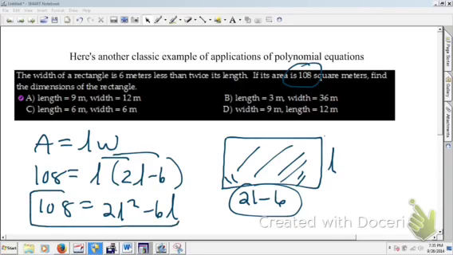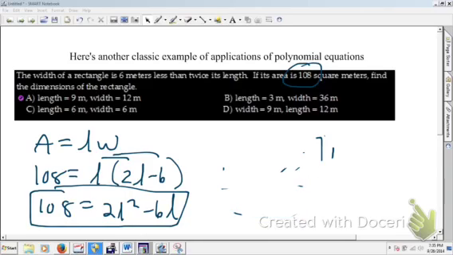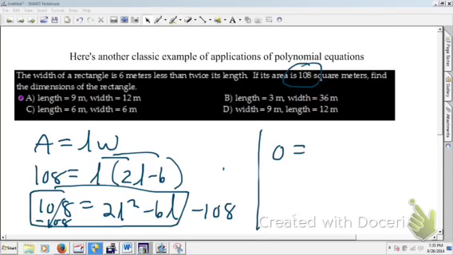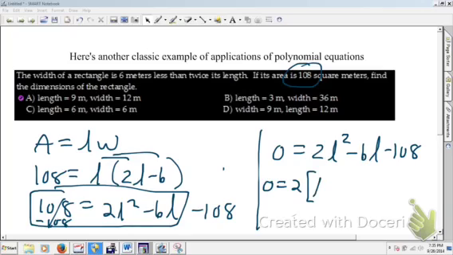Now you have yourself a quadratic, a second degree equation. Set it to 0, hope that it factors. So I'm going to subtract off the 108 and move it to the other side. Then I arrive at 0 equals 2L squared minus 6L minus 108. Pull the GCF. One of the greatest factoring strategies is to make sure you spot that GCF. L squared minus 3L minus 54.